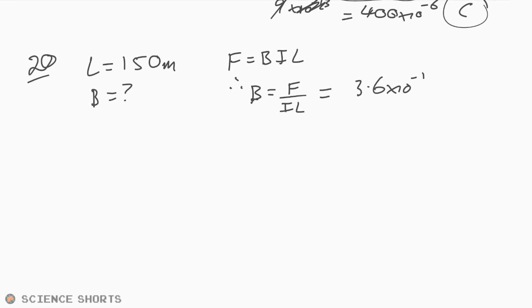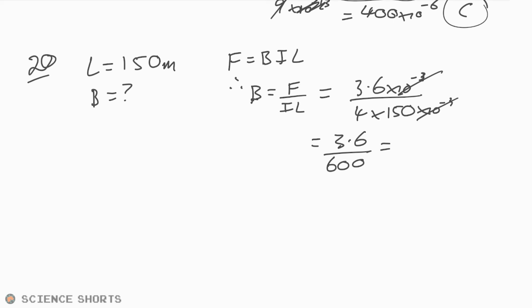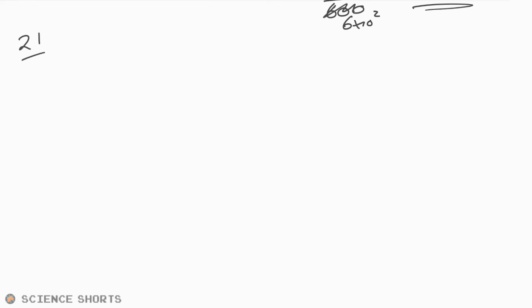So 3.6 times 10 to the minus 3 divided by 4 times, I tell you what, I can probably just say 150 times 10 to the minus 3. They cancel, and so that's going to be 3.6 divided by, what's that? 600. And so I think it's going to be something like 6. So this is 6 times 10 to the 2. So this is going to be divided by 6. So that's going to be 0.6 times 10 to the minus 3. No calculator needed.